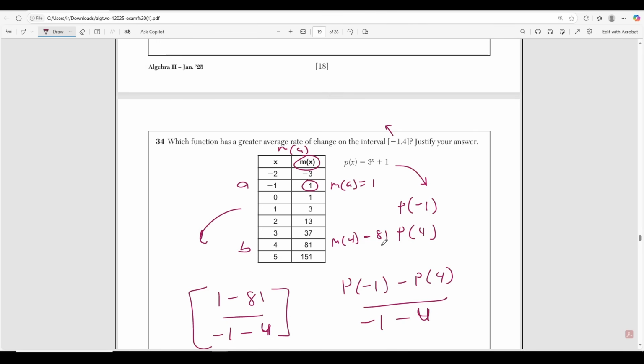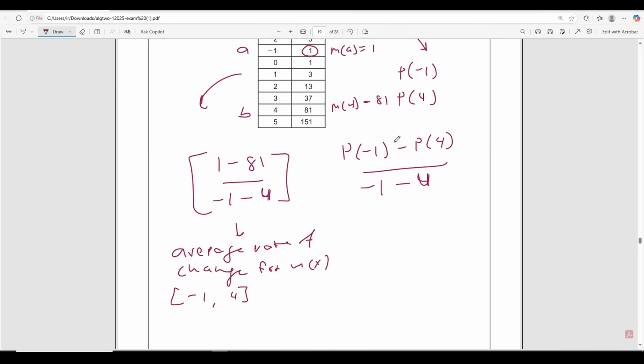So how do you find p of negative 1? Well, you can just plug it in, right? P of negative 1 is equal to 3 to the power of negative 1 plus 1. Just replace every instance of x with whatever you have in here, which is negative 1. So 3 to the power of negative 1 plus 1 is equal to 1.3 repeating. So now you have 1.33 repeating minus p of 4.